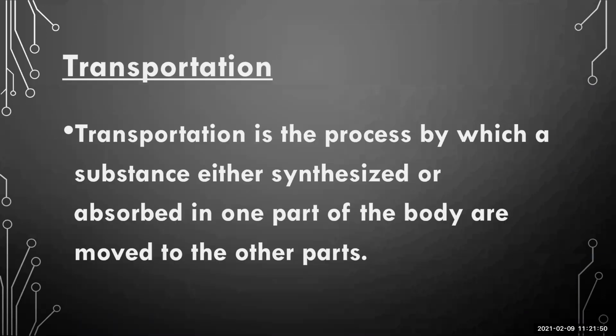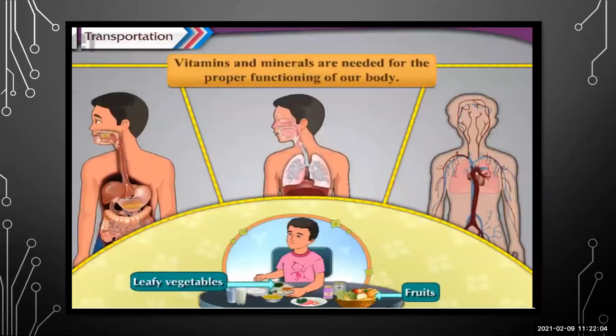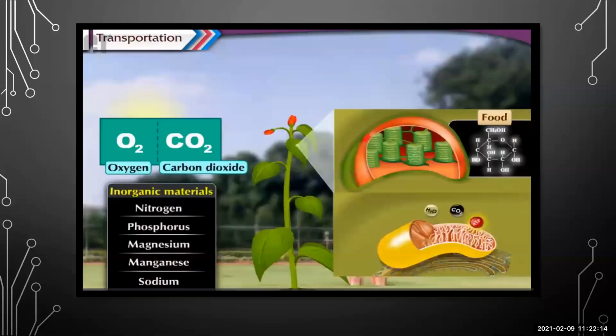Now, what is the meaning of transportation? Transportation is the process by which a substance, either synthesized or absorbed in one part of the body, is moved to other parts. And now, these two questions we have seen. The answer is that vitamins and minerals are needed by our body for its proper functioning. So we have to include leafy vegetables and fruits in our daily diet, as we require nutrients and vitamins.